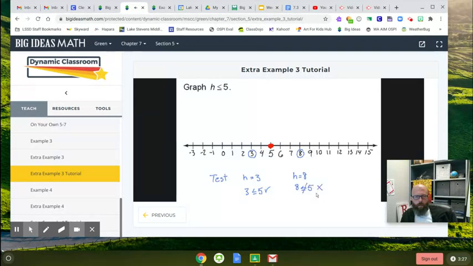Because h equals 3 is a solution of the inequality, we know that we need to shade to the left. All of these values are solutions of the inequality. Remember to place an arrow at the end to show that the solutions continue beyond the number line. Finally, this graph represents the inequality h is less than or equal to 5.